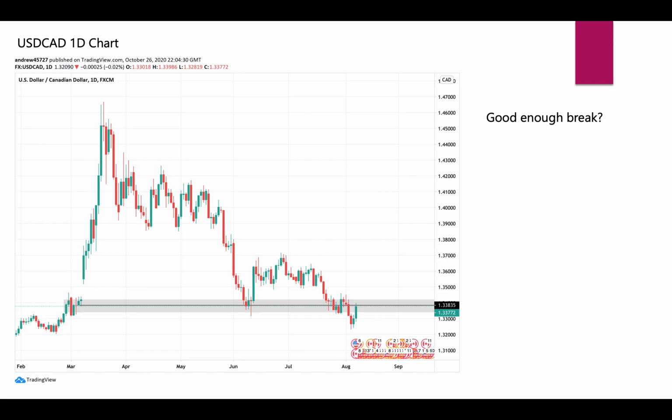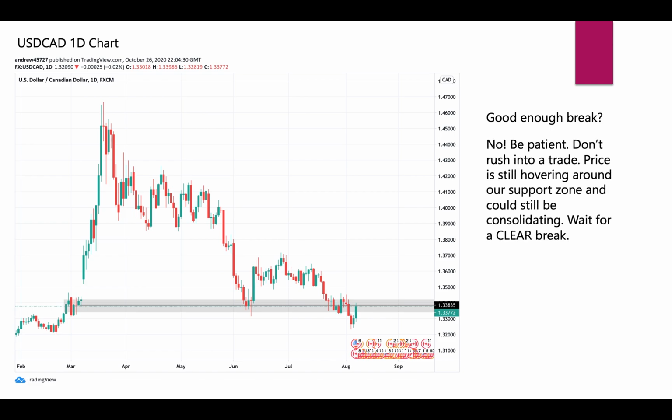See, for some of you it might be. For me, no. Because remember what I said about zones, guys. You can still see price dipped a little bit, yeah. However, it's still hovering around that zone, in that area, all right? And we can still count that as sort of consolidation.